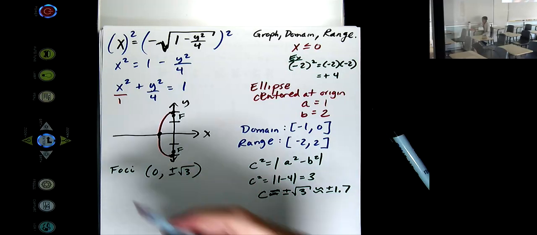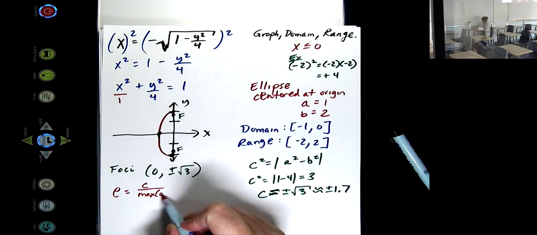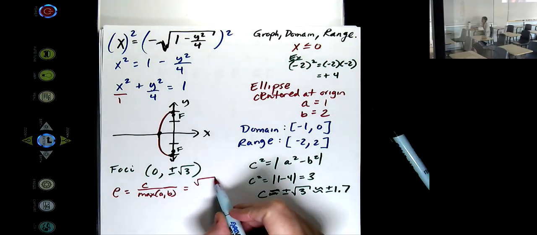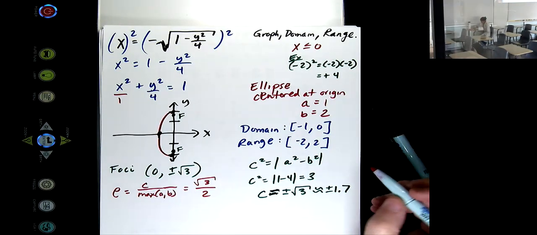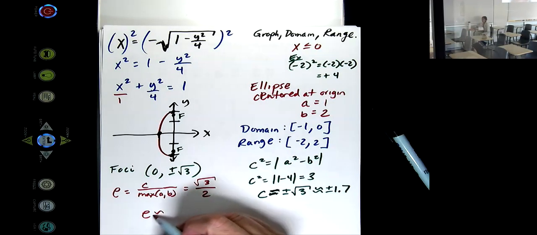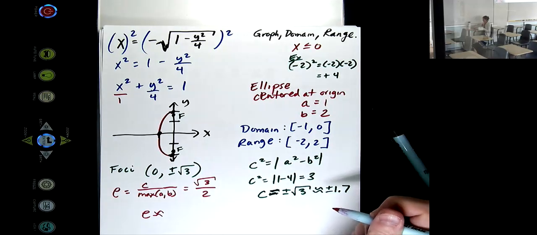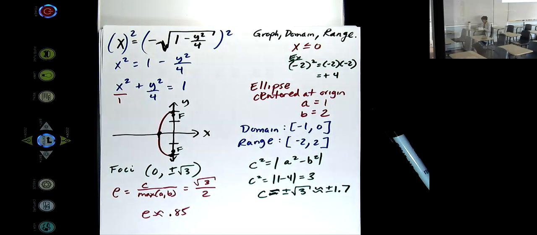And if I want to find the eccentricity, I want C over the max of A and B. The max of A and B is 2. And C is square root of 3. So E is approximately 1.7 over 2, which is about 0.85. That's without getting out a calculator. I have no idea what the actual value is.